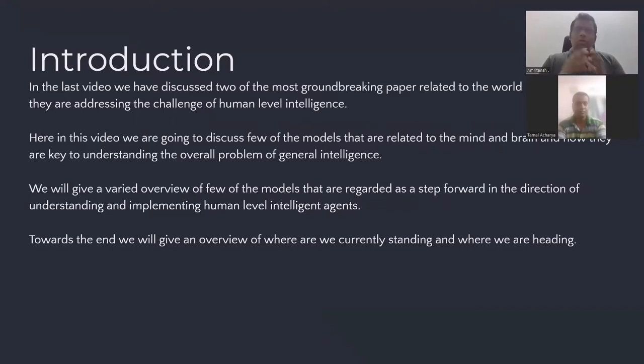Now, today we are going to think more about the mind itself, and this is why we said the word cognitive. So we are going to talk about a few models that are related to the mind and brain, and which are, according to us, very important in understanding the overall problem of general intelligence. We will give you a varied overview of what the different models are.